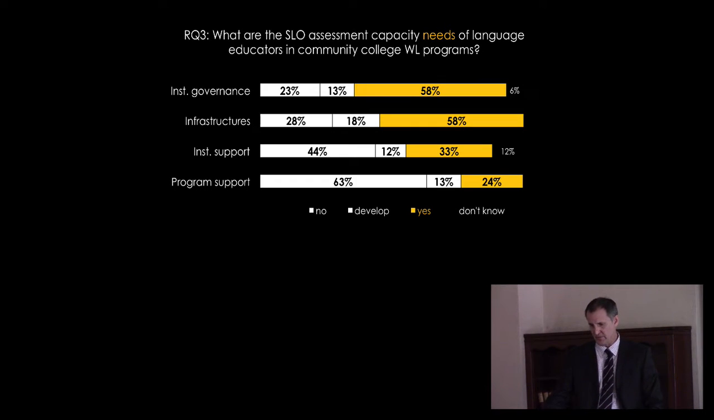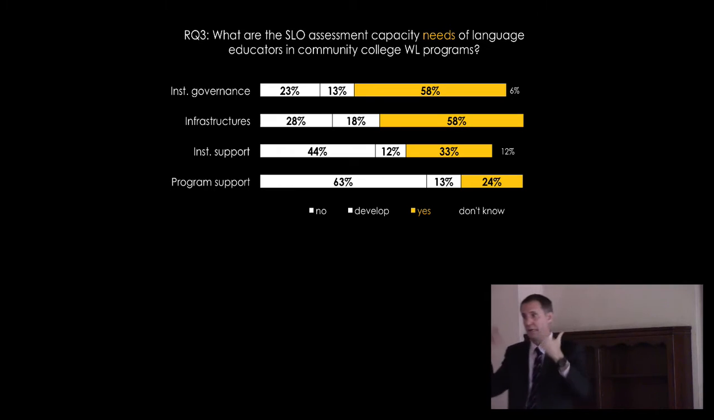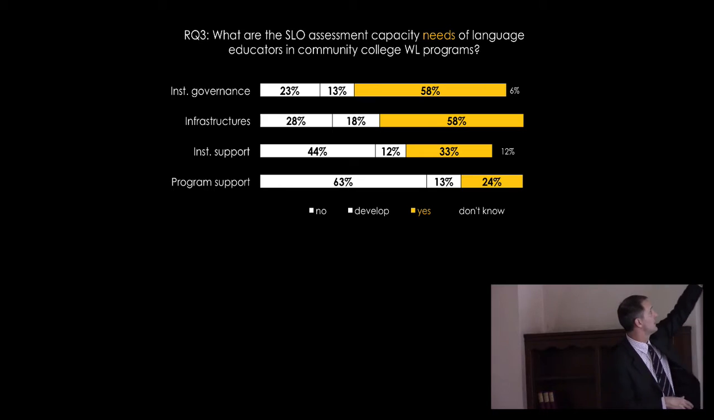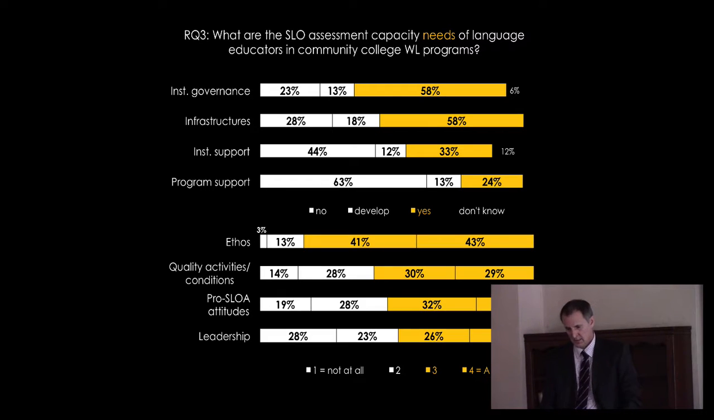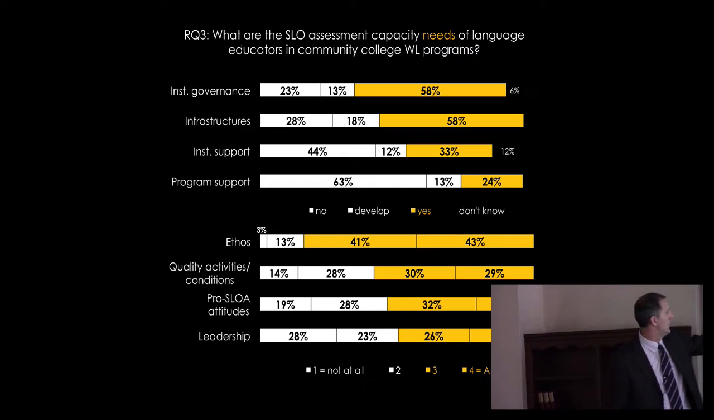So I'm just going to throw up here, going to research question 3: what are the SLO assessment capacity needs of language educators and community college language programs? These are collecting all of the ratings in a particular capacity category. This is all of the yes ratings for all of the items. That's 58% for institutional government. So it's a total summing of all the yes ratings and all the developing ratings and all the no ratings in each of these capacity constructs. I'll put up the other scale here, right?